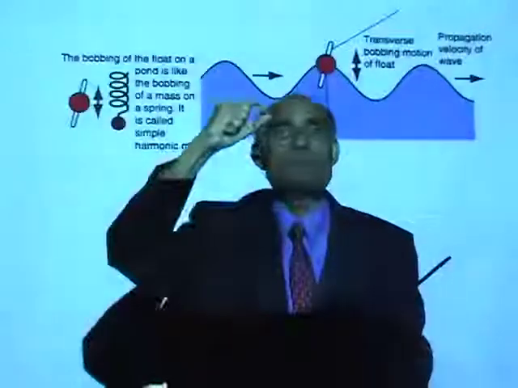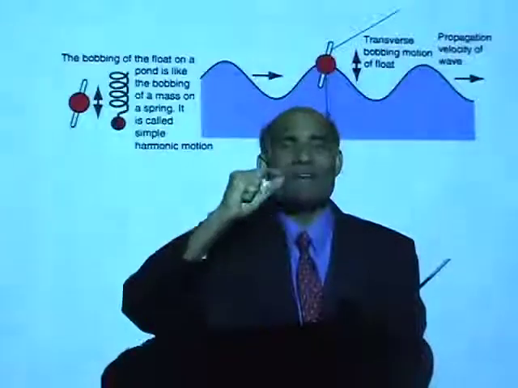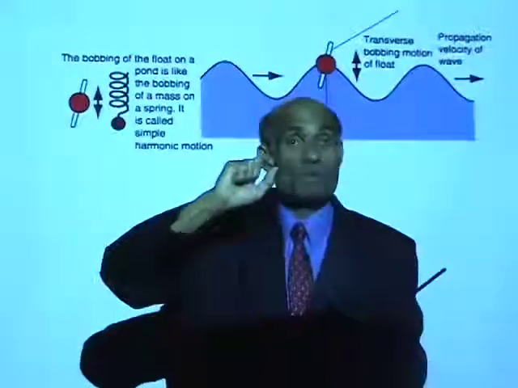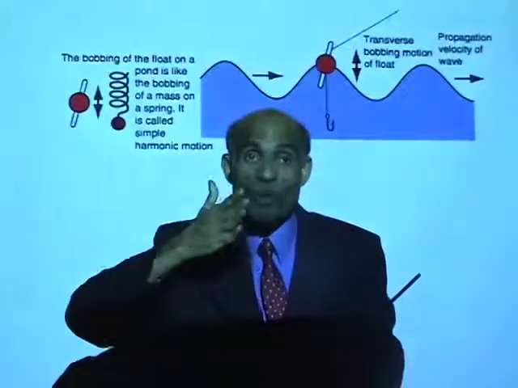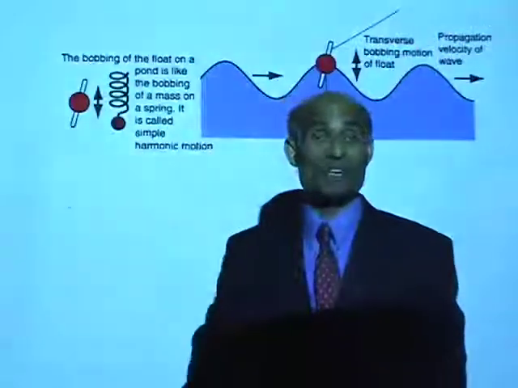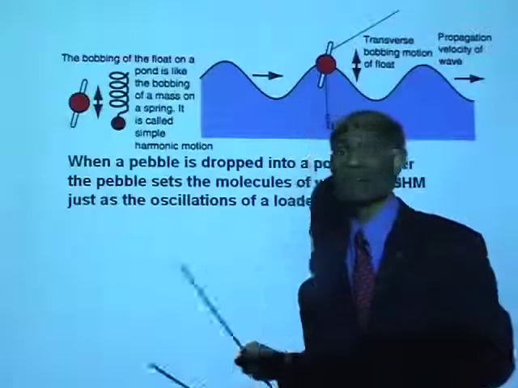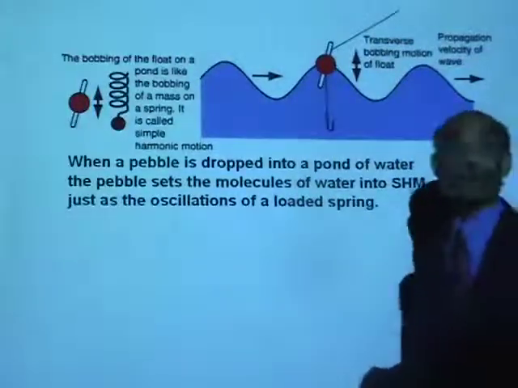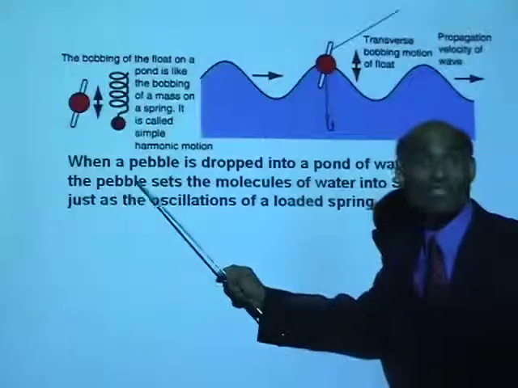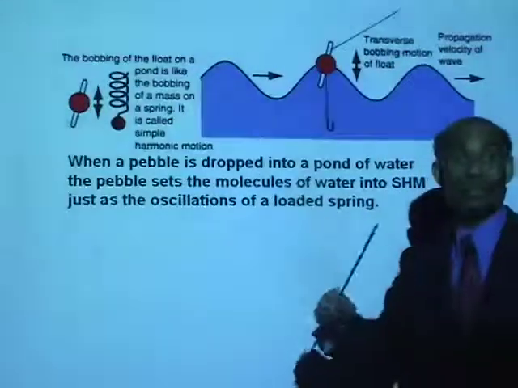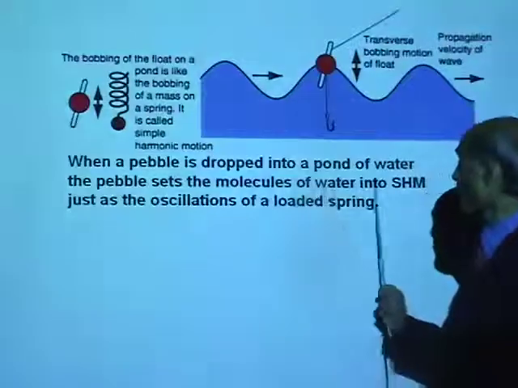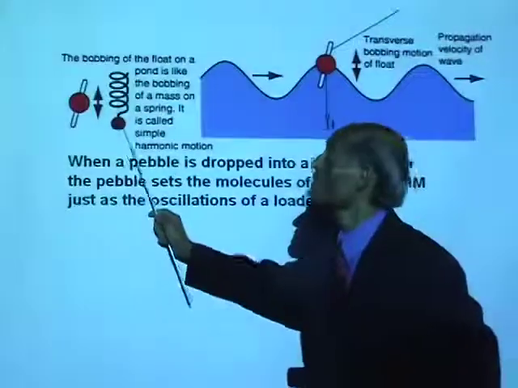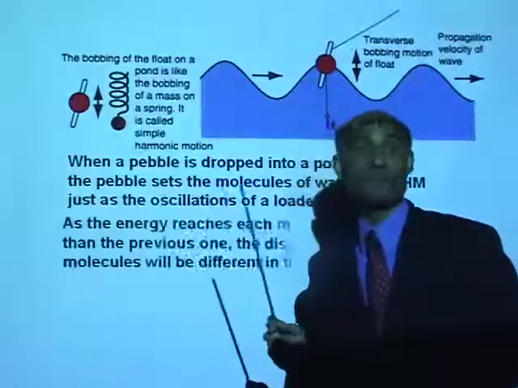You can see that paper will simply move up and down. The energy will go past it, but the water particles are not moving away from their positions. It's very important to understand that. Alright, so when a pebble is dropped into a pond of water, the pebble sets the molecules of water into simple harmonic motion, SHM, just as the oscillations of this loaded spring.